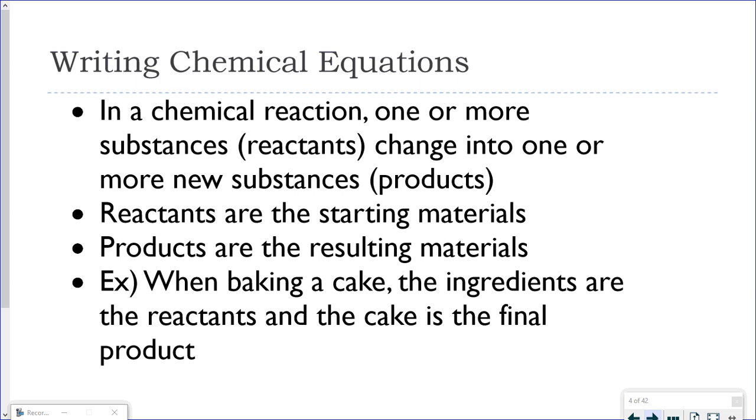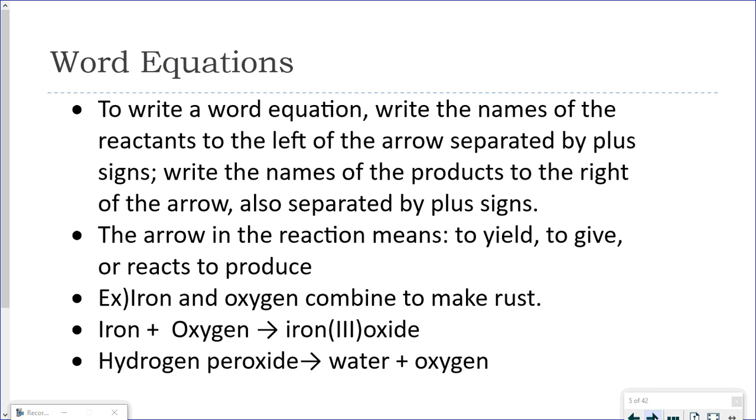One way you're going to see these is as word equations. So for a word equation, you're going to have the names of the reactants to the left of the yield arrow. And if there are multiple reactants, they will be separated by plus signs. And then you're going to have names of the products to the right of the arrow. And yet again, if there are multiples, they will be separated by plus signs. The arrow in the middle is our yield arrow. So this means reacts to yield, this reacts to give us this, or reacts to produce this.